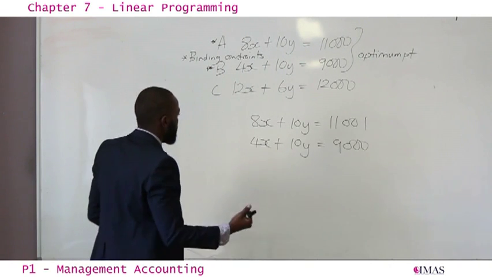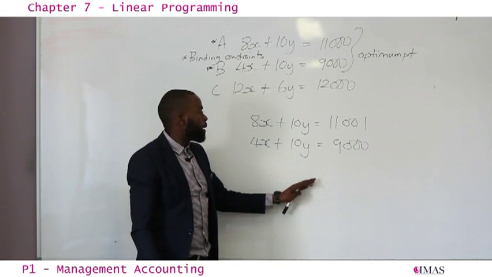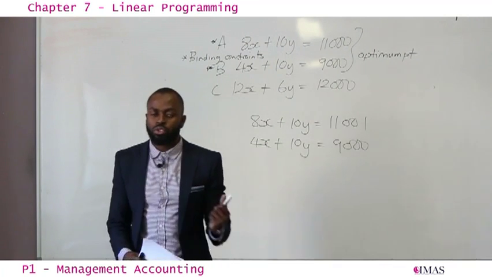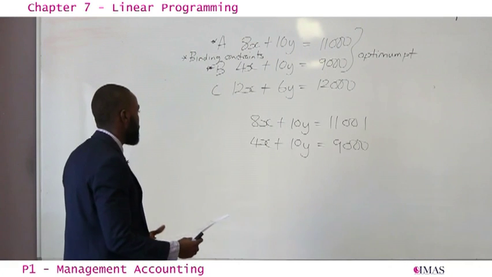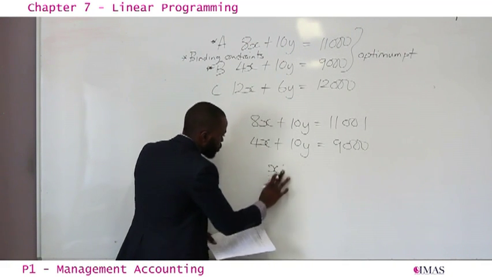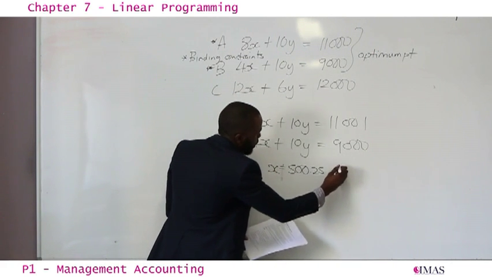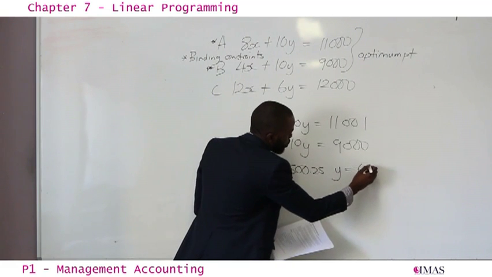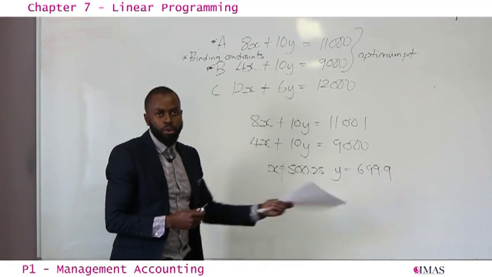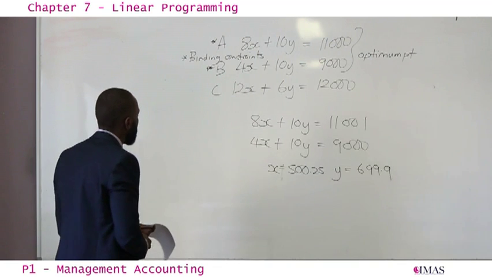Then we have to solve our equations simultaneously. Remember, solving simultaneously, either the x coefficient is the same or the y coefficient is the same. So here the y coefficient is already the same. I'll need you to solve the equation, but because I've already done that, I'm just going to put down the answers. Our x will be equal to 500.25 and y will be equal to 699.9. So that will be our new optimum point. Before it was x equal to 500 and y equal to 700.